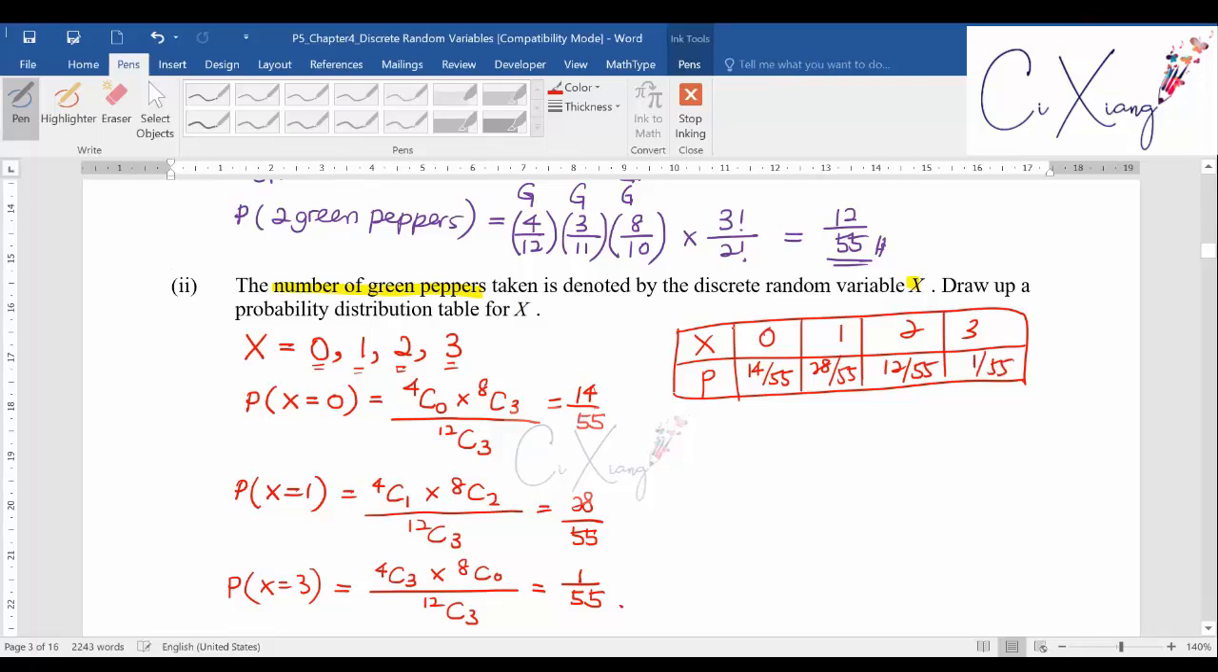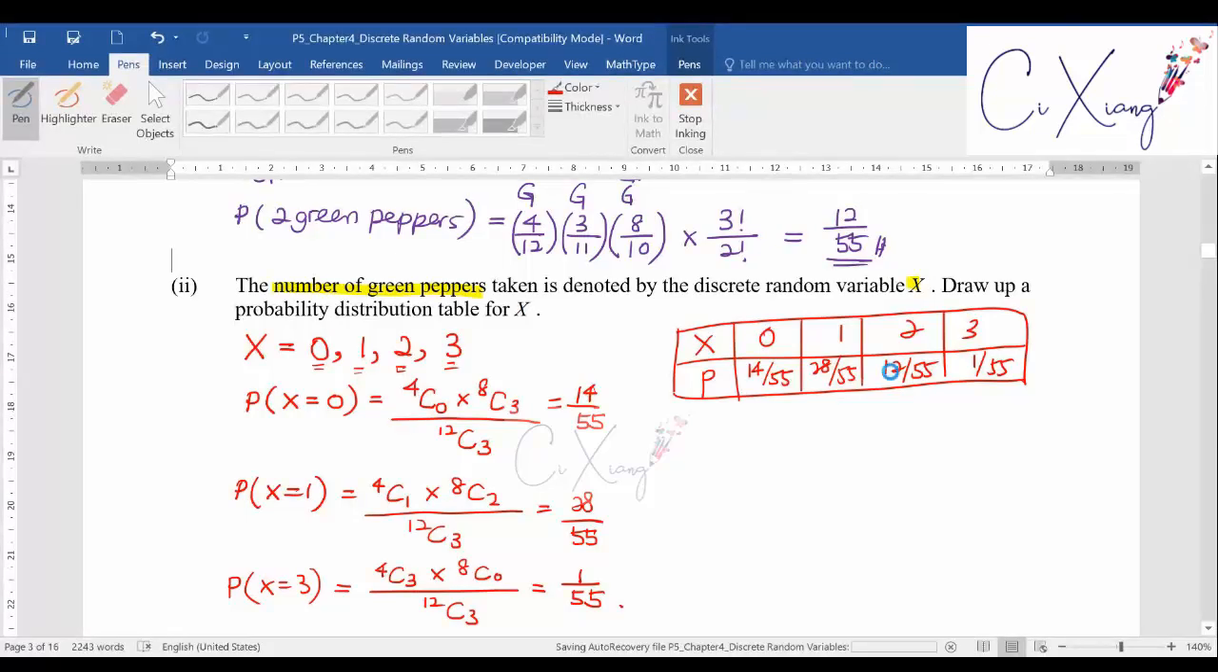After I list out everything here, usually I will double check. I will add all the probabilities that I get and see whether the total equals 1 or not. If the total equals 1, that means you have a higher chance of getting the answer correct. But if your total is less than 1 or more than 1, definitely the answer is wrong. So it's a simple way for you to check your answer.